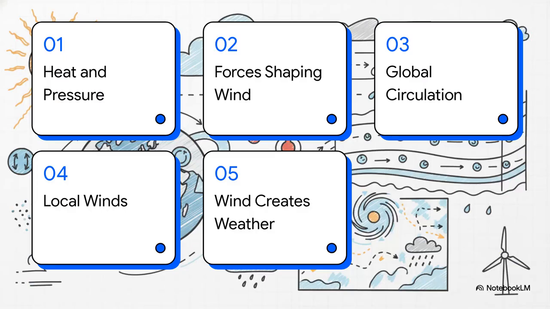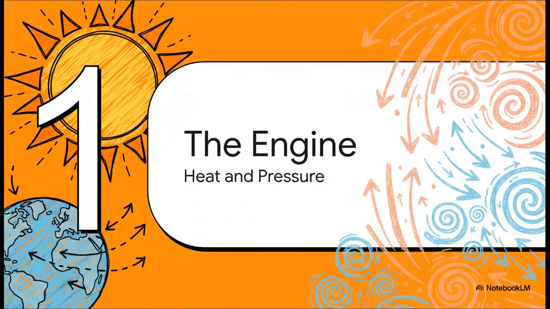So, here's our roadmap for today. First, the engine, heat and pressure. Second, the forces shaping the wind. Third, global circulation. Fourth, local winds. And finally, how wind actually creates our weather. All right, let's jump right into part one, the engine, heat and pressure.